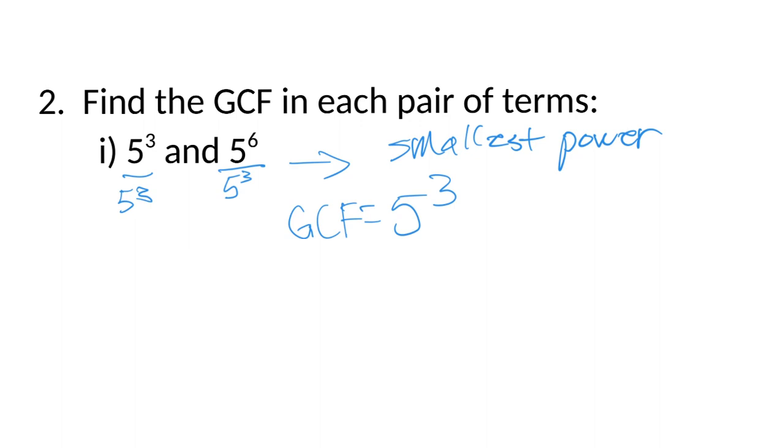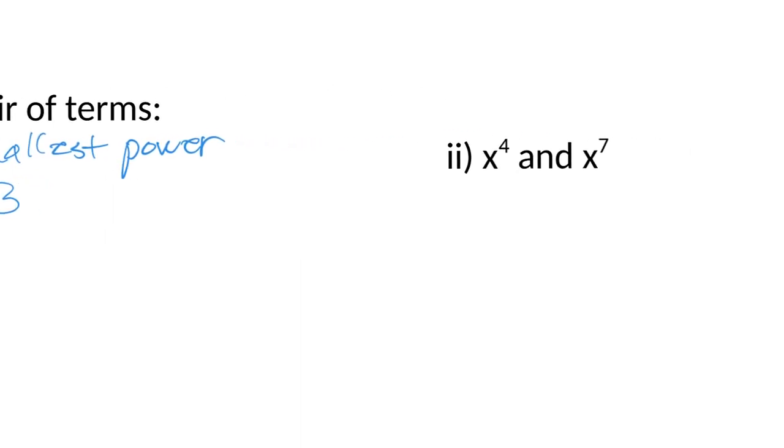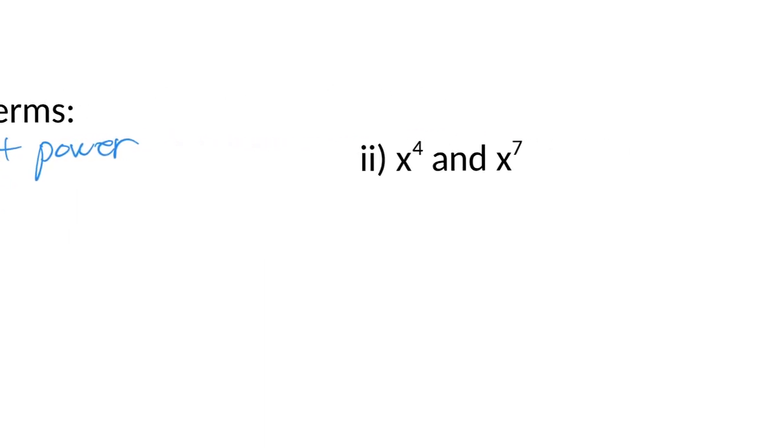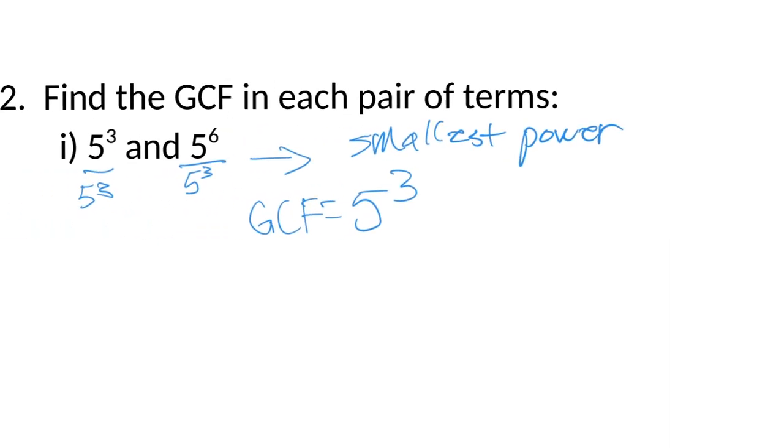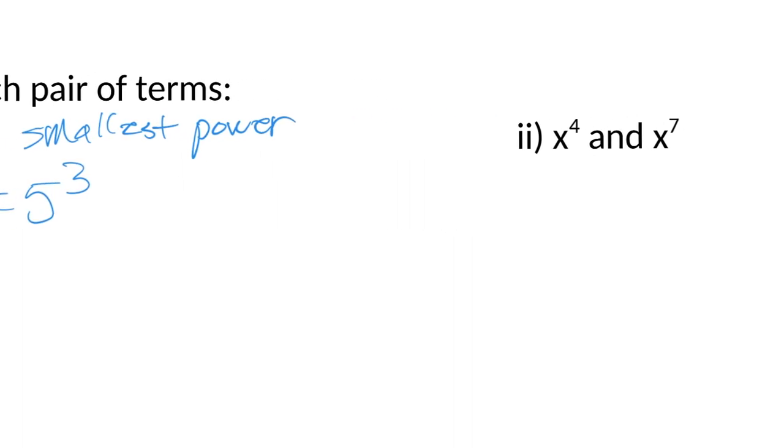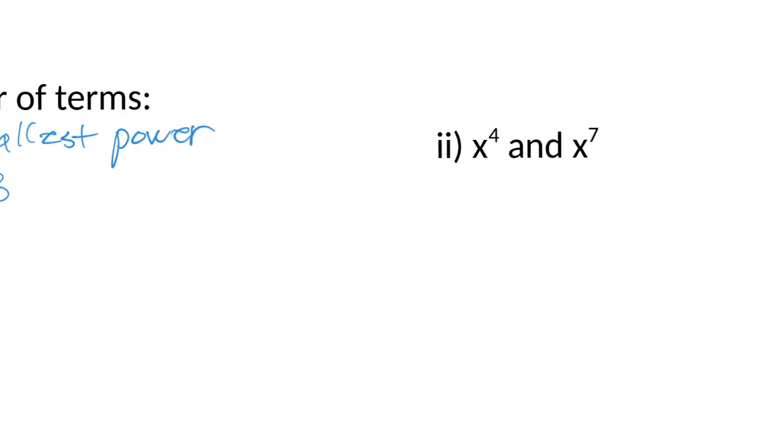For the next one, let's take a look at this one. This one's going to be a little confusing. I have x to the 4 and x to the 7. If I'm going to do this using what we did before, we're going to use the lowest power between them to be the thing that divides both. So what in this case is the GCF? It's not 4. The GCF is, ready? x to the 4.